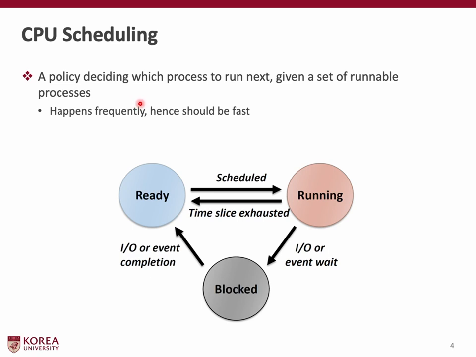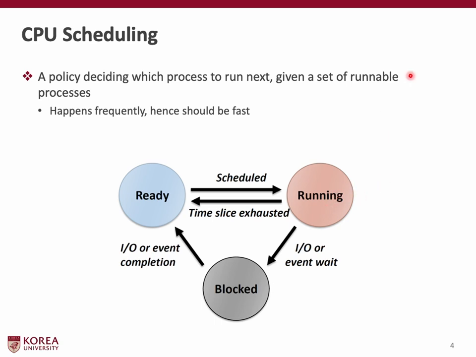So to redefine it, CPU scheduling is the policy that decides which process to run next, given a set of processes that are in the ready state. In other words, it's about making a decision at the policy level to select the next process for execution. And basically, scheduling happens very frequently within a computer system. Because of that, it needs to be very fast in order to minimize performance overhead. That's why efficiency in scheduling is very important.